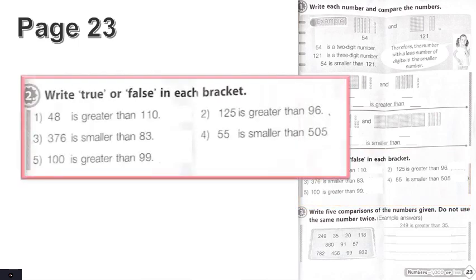Page 23, number 2. Write true or false in each bracket. True meaning yes, it's correct. And false meaning no, it's incorrect or it is wrong. For example, number 1. 48 is greater than 110. Is it true or false? You're right, it's false because it should be 48 is smaller than 110. Now please do numbers 2 to number 5.